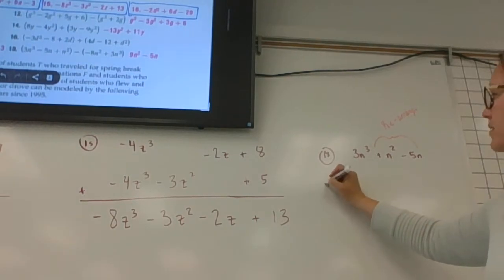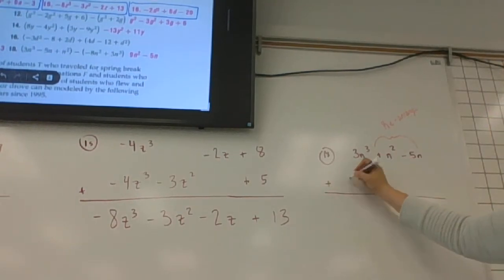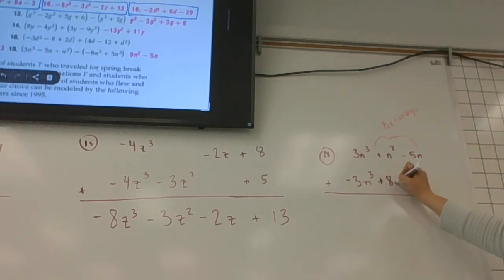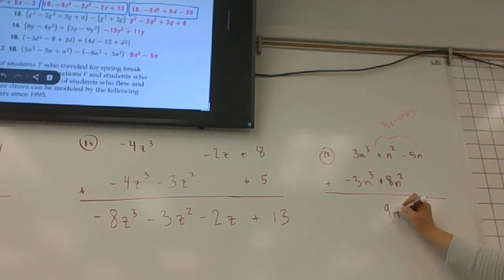Same thing. So I'm going to do plus, but I have to change the sign. So that's negative 3 to the third plus 8n squared. 3 to the third minus 3 to the third cancels. 1n squared plus 8n squared is 9n squared. And the 5n has nothing to combine with.